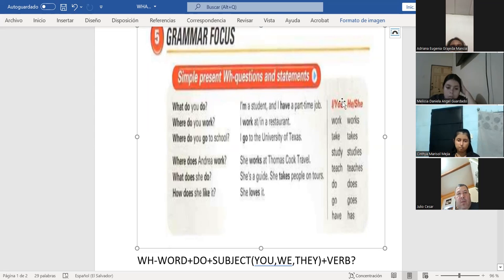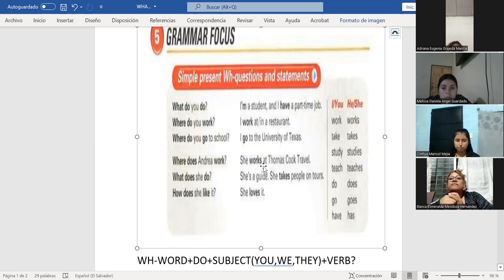Let's take a look at this column with the verbs, okay? For I and you, we say, I work, you work. I take, I study, I teach, I do, I go, I have. But with he or she, he works, she takes, he studies, she teaches, he does, she goes, she has. What happened with the third singular person? The verb changes. El verbo cambia. Okay? But in affirmative sentences.